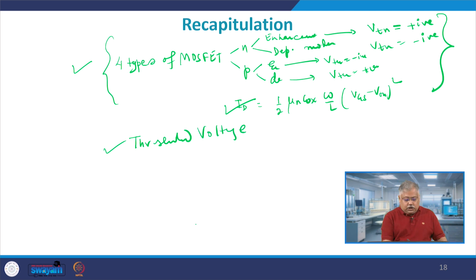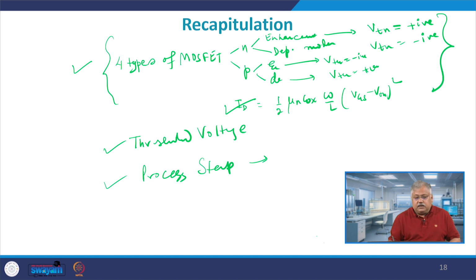And finally we looked into the process steps. I kept the description very minimal here, because we won't be using too many process steps, at least for this coursework. So, I have given you a brief idea. You can have a look into other books and other resources for the case of fabrication.